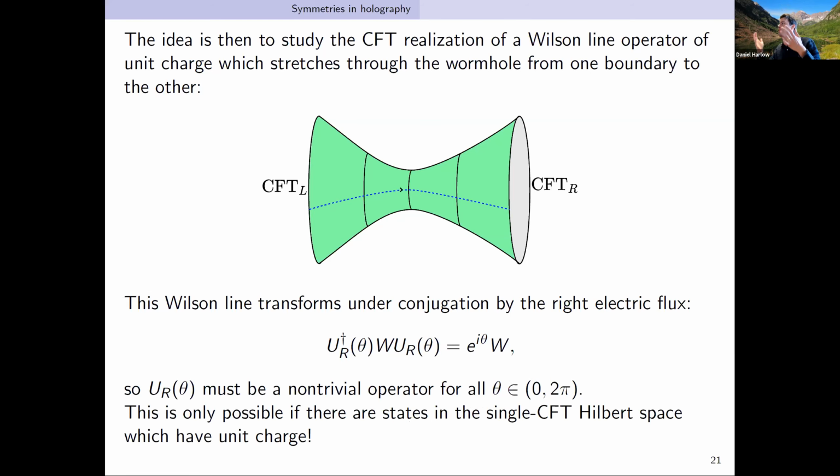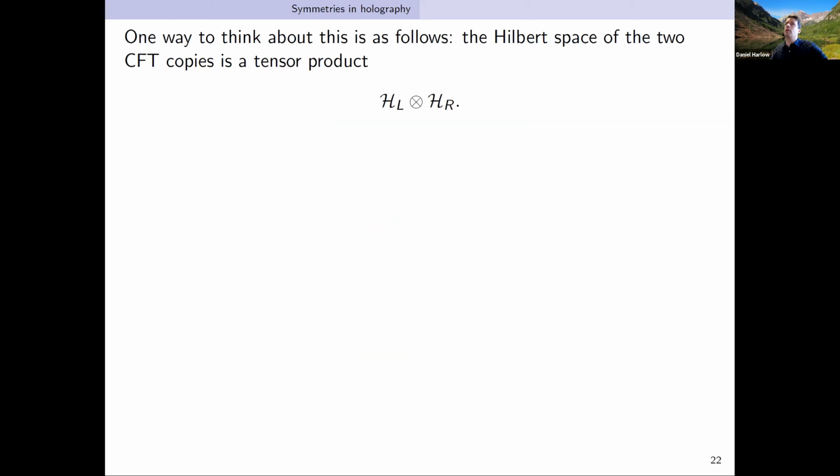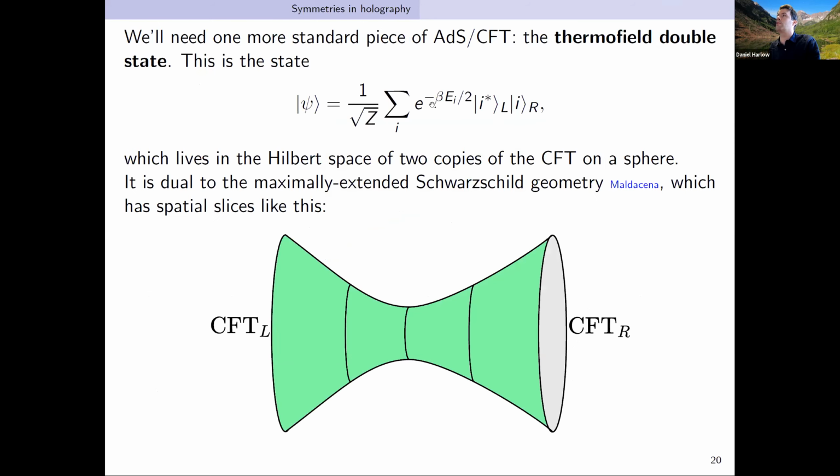Now that may seem like you got something for nothing. So let me emphasize that the power of this argument comes from the fact that the Hilbert space of the two CFT copies is a tensor product of the left CFT and the right CFT, and this thermofield double state is living in a tensor product Hilbert space.